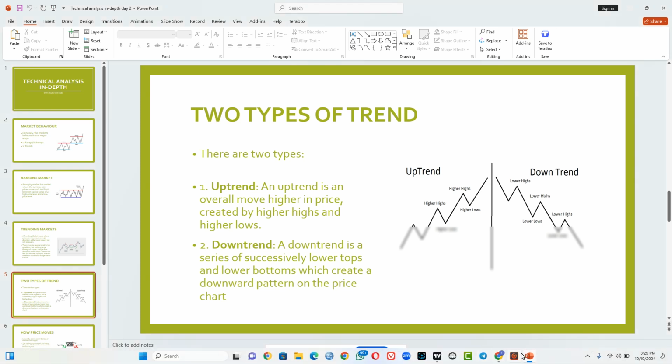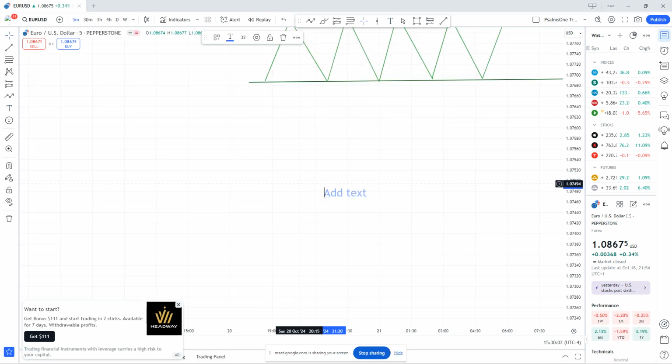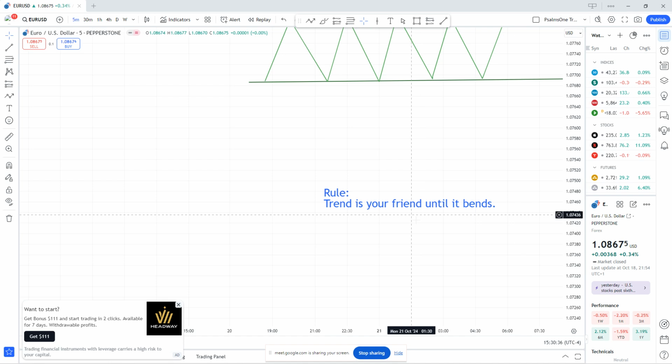The same thing applies if you want to draw trend, if you want to know the trend of a market. Let me write it: the trend is your friend.